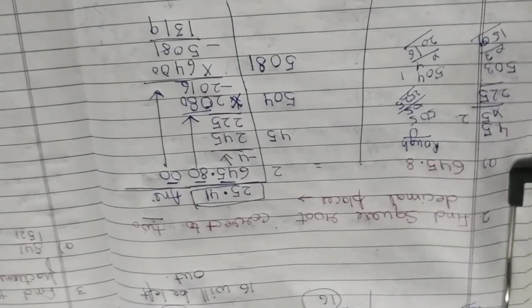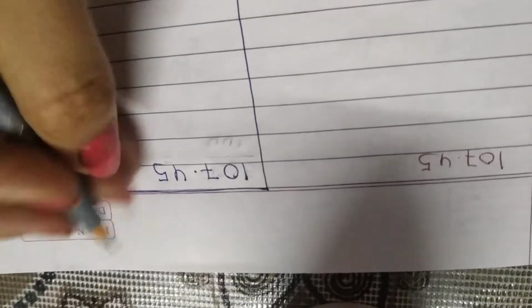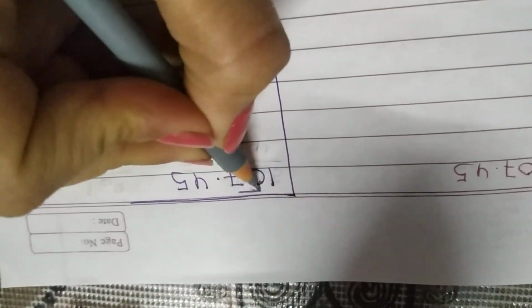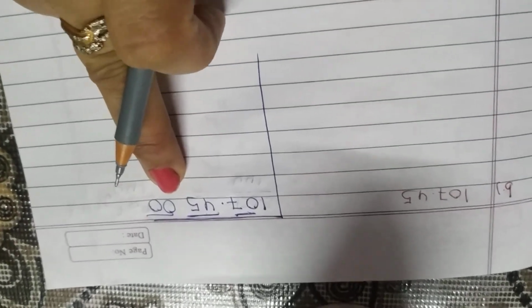I am giving you one more question for practice. 107.45. When we make its pairs, this is one pair, this one is left out. This is one pair and this is two pairs I have made. Okay. Now solve it in your notebooks and show me the answers.